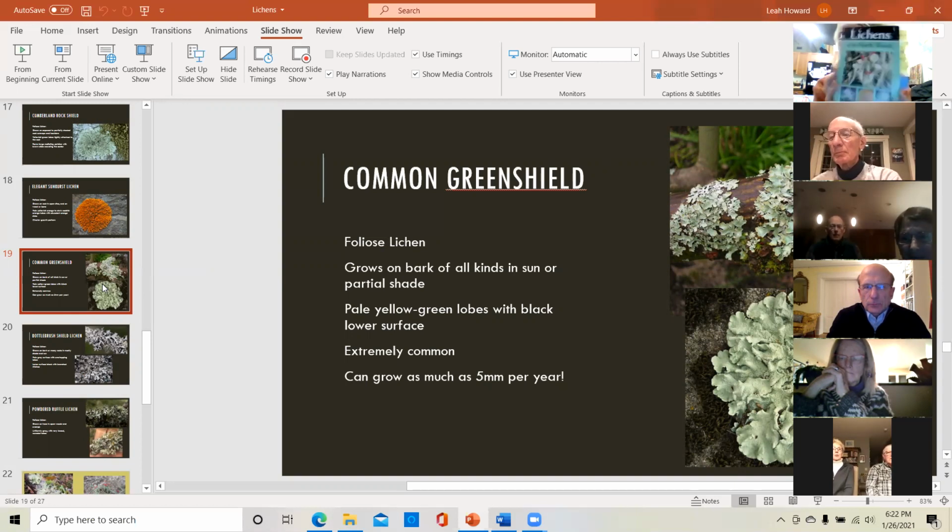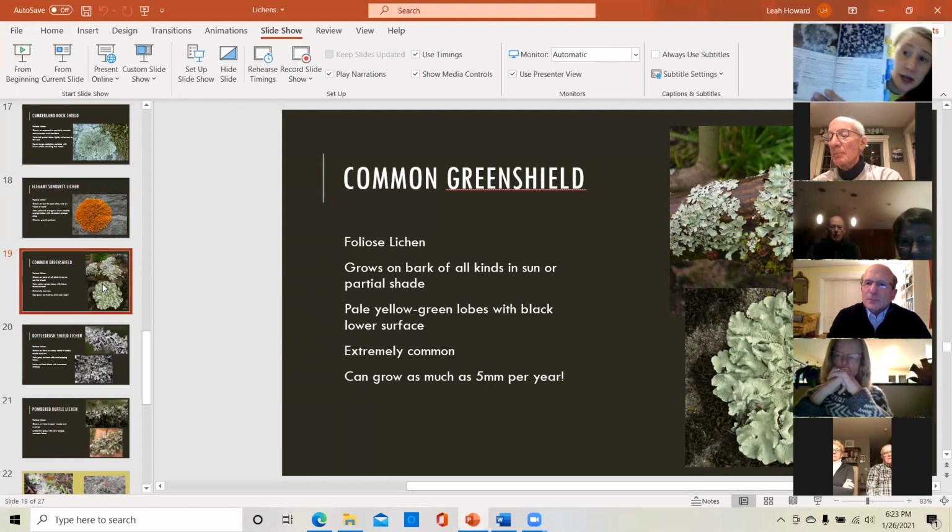So I have this book, Lichens in the Northern Woods. I highly recommend it if you would like to buy a lichen ID book. It has a picture of the lichen, and the photos are really good compared to what I found online. Then it tells you a little bit about how to identify it.